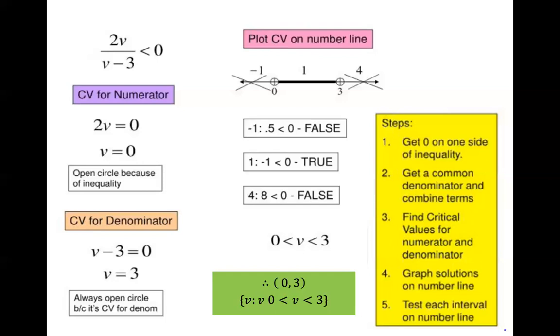To find the critical values, all you have to do is equate your numerator and denominator to 0. So that is 2v equals 0. Then solve for v. You have v equals 0. And then for the denominator, v minus 3 equals 0, so v is equal to 3. So plot it in your number line.